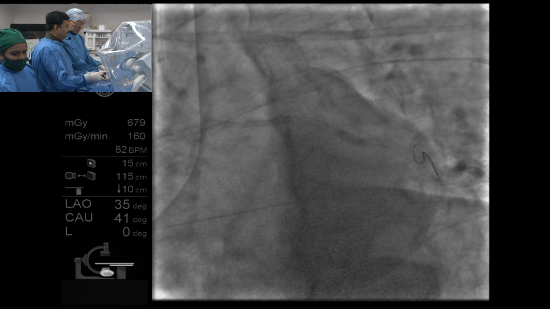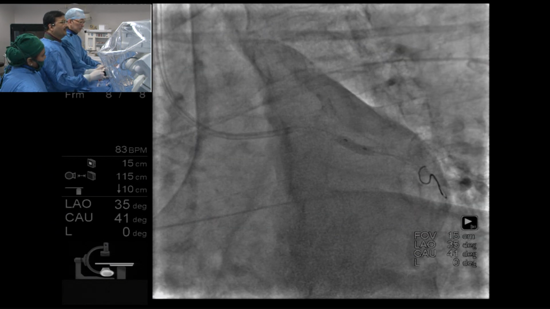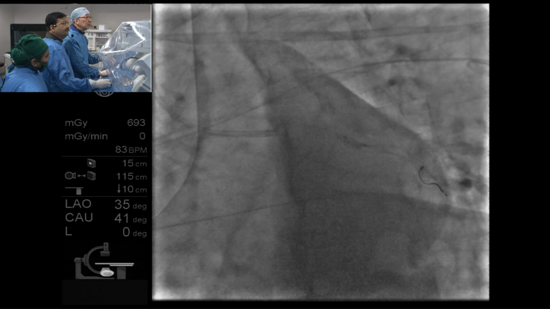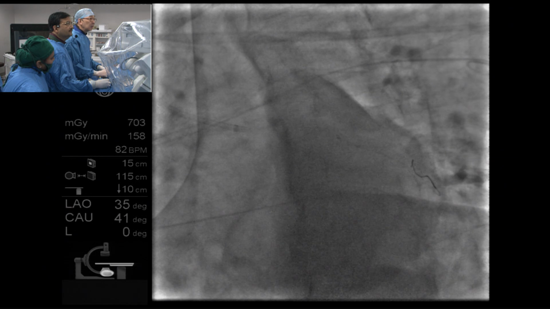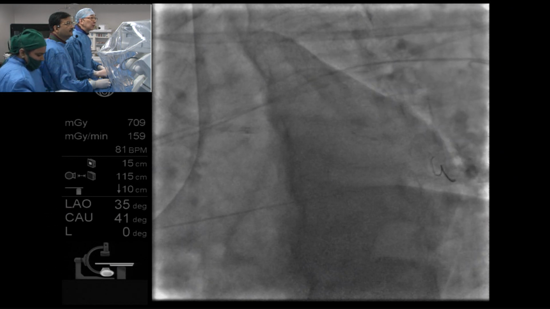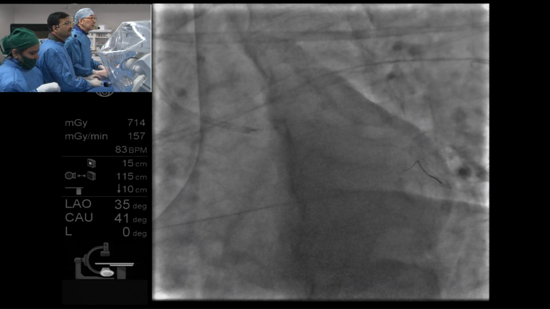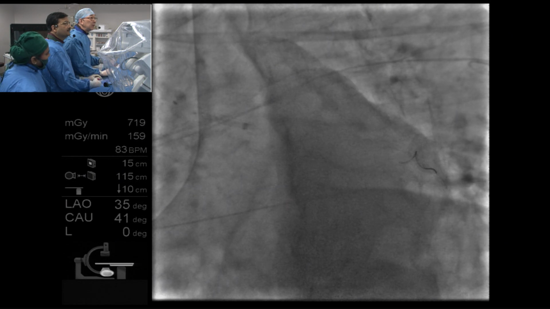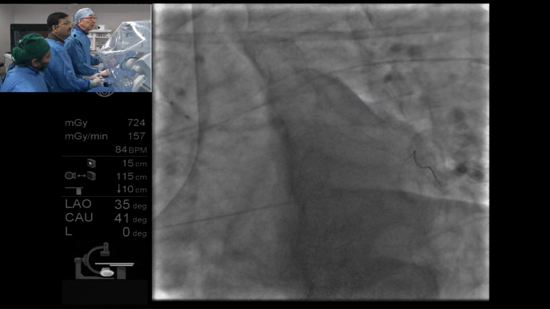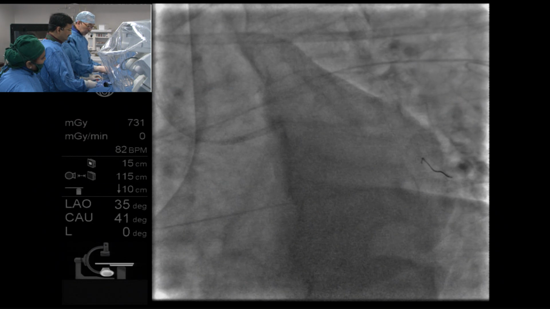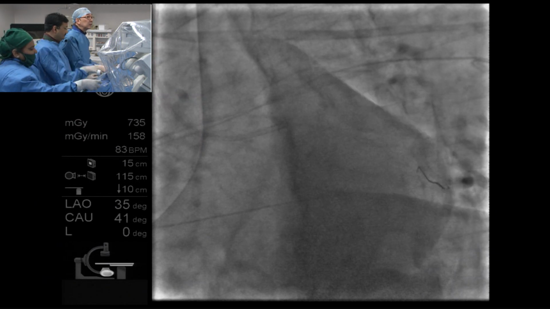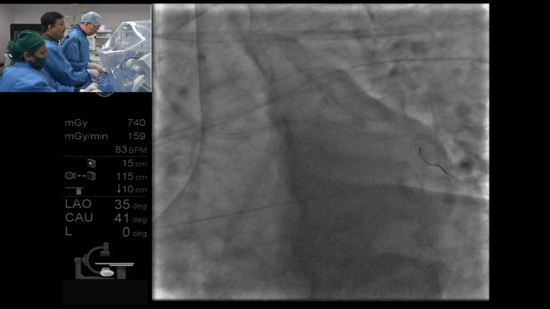Okay, good. Go. 20 again. Down. So I'd like to pull my guide out. The balloon goes forward a little bit, release the tension, and get the balloon to the guide and engage the guide back again. I like this technique. I think I learned it from TJ, so we don't traumatize the left main.